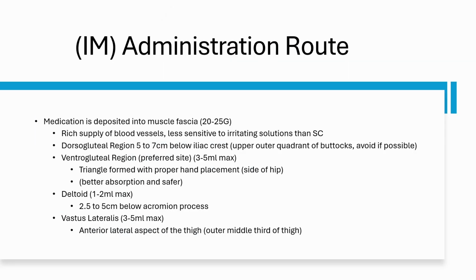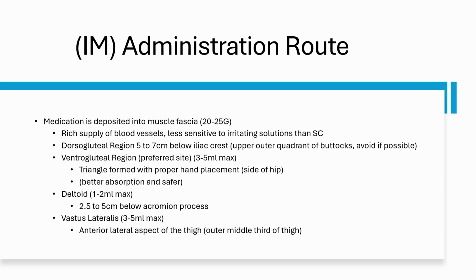When a medication is given intramuscularly, it's deposited into the muscle fascia. This is typically done with a needle gauge between 20 to 25. Muscle is embedded with a rich supply of blood vessels. Medications that are irritating are better tolerated if given this route instead of being given subcutaneously.